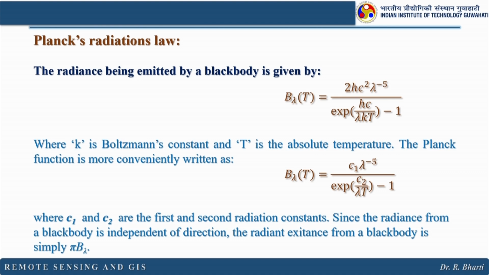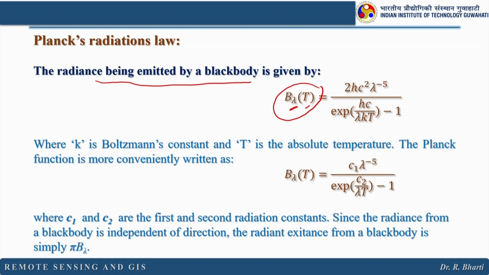Since the radiance from a black body is independent of direction, the radiant exitance from a black body is simply pi B lambda. Here it is important to understand that the radiance being emitted by a black body, written here as B lambda and T, is a function of lambda and temperature.